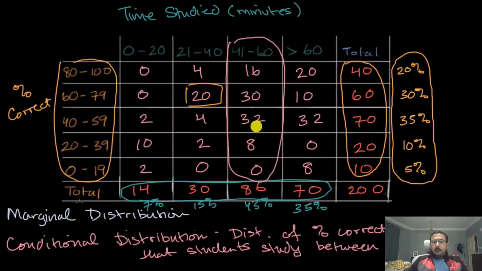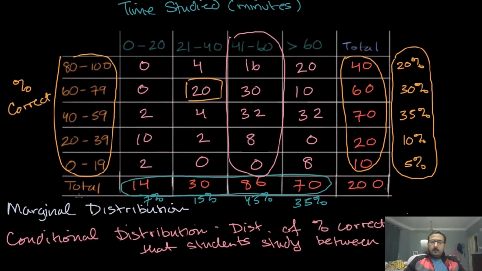Now, an important thing to realize is a marginal distribution can be represented as counts for the various buckets or percentages, while the standard practice for conditional distribution is to think in terms of percentages. So the conditional distribution of the percent correct, given that students study between 41 and 60 minutes, would look something like this.